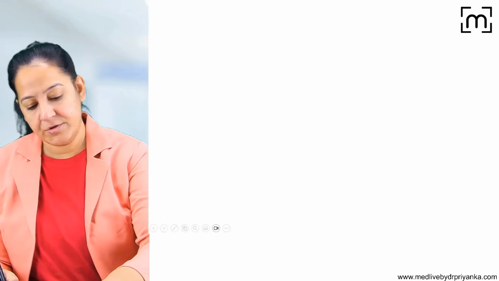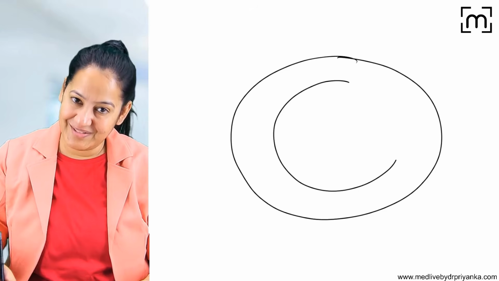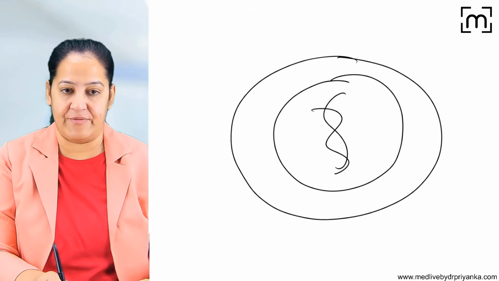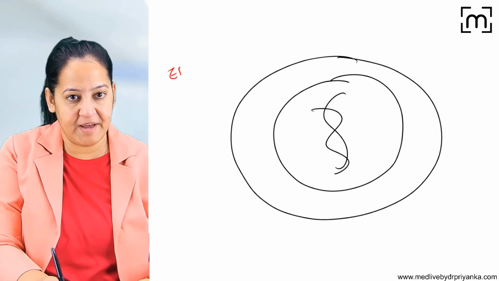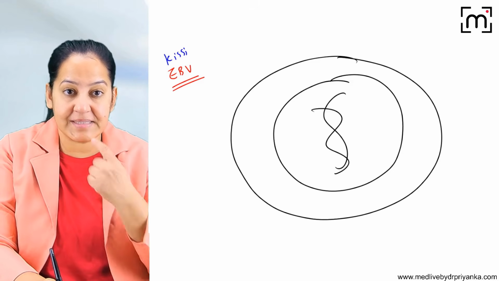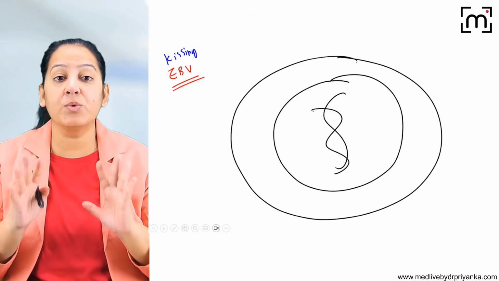How does it cause this? So let me draw a human cell again. This is a human cell. This is the nucleus of the human cell. This is the DNA of the human cell. Now EBV, Epstein-Barr virus, is entering. By the way, Epstein-Barr virus is also known as kissing virus, because it is present in the saliva of humans and it spreads from one person to another via kissing. So that's why it is known as kissing virus.